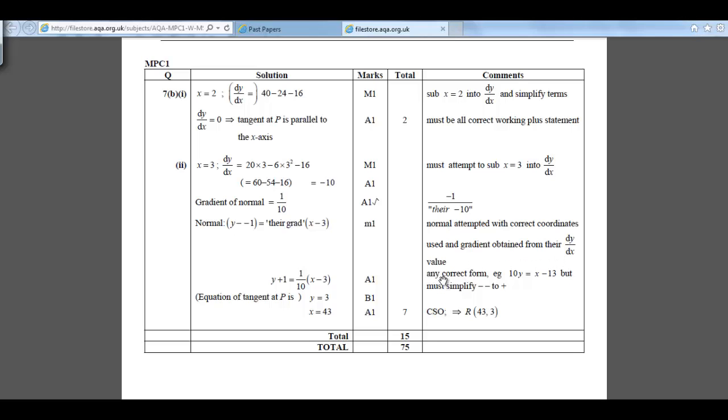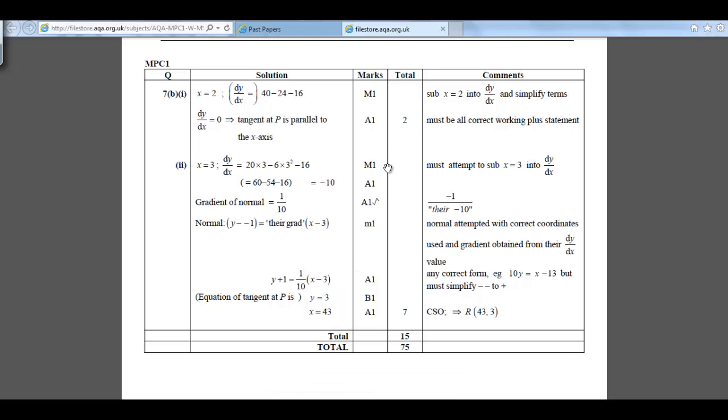Okay, so now it's going to get the equation of that normal, in any correct form. I think we had something like this. We actually had it divided by 10, but we did simplify the negatives. The equation of the tangent at P is y equals 3. Solving that then gave us our x equals 43.